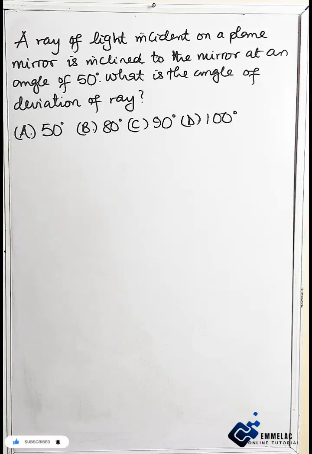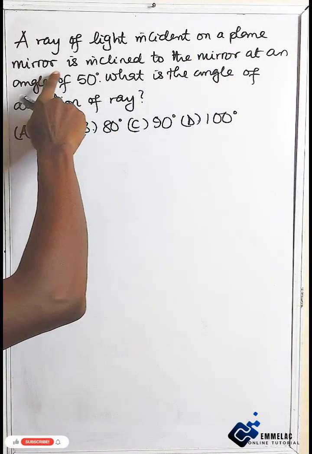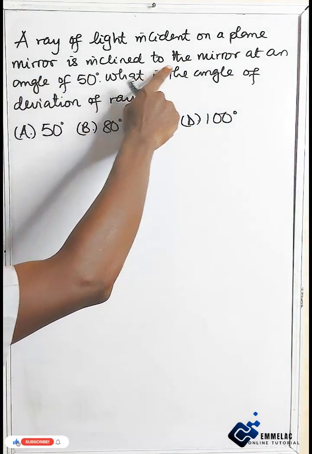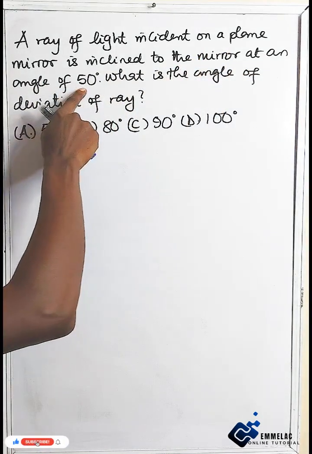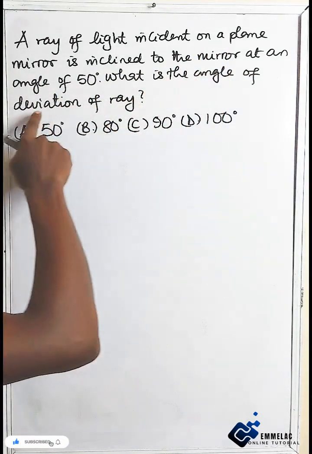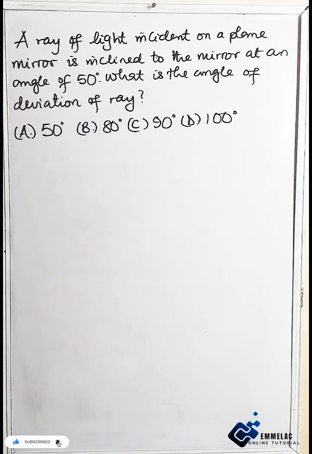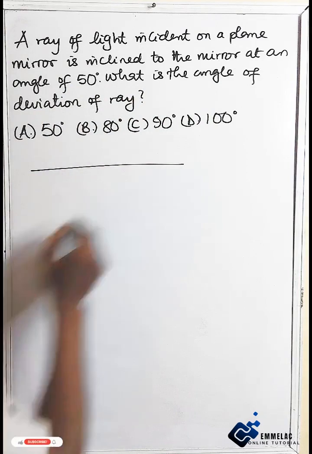Now looking at this question: a ray of light incident on a plane mirror is inclined to the mirror at an angle of 50. What is the angle of deviation of the ray? This is a JAMB question. Let me just draw the diagram for a better illustration.